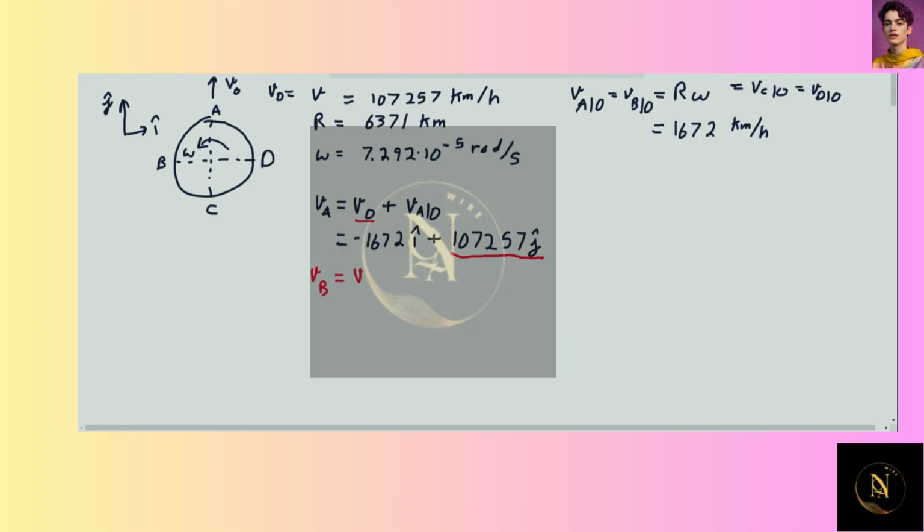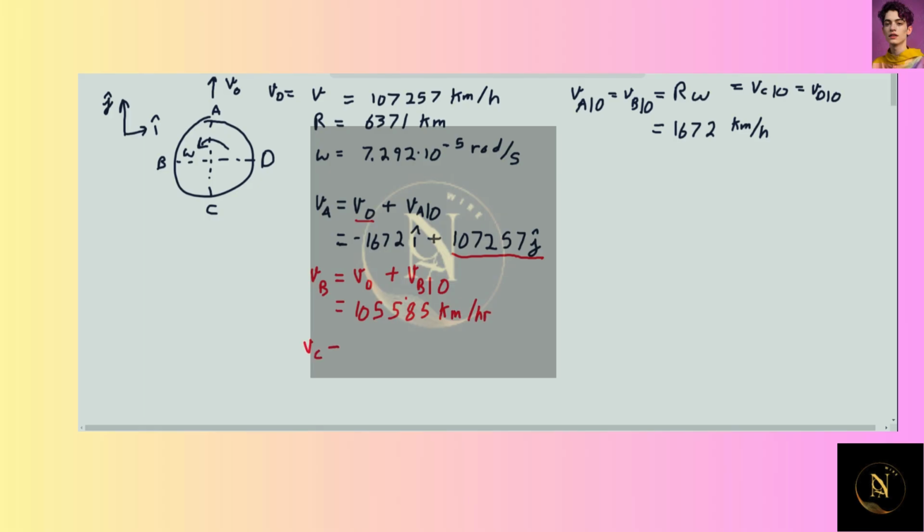So for VB, we have a similar equation, V0 plus VB with respect to the origin, or the center of the Earth. V0 is that 107,000, but now we have VB, which is going in the negative j hat direction. So from that 107,000, we'll have to subtract 1,672, and that gives us about 105,585 kilometers per hour.